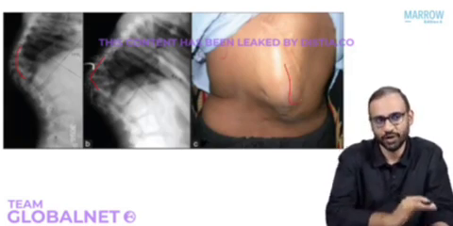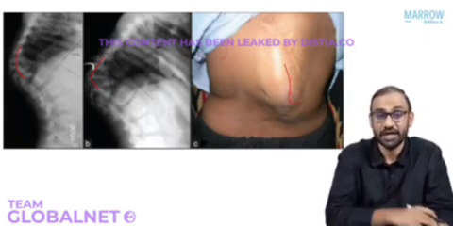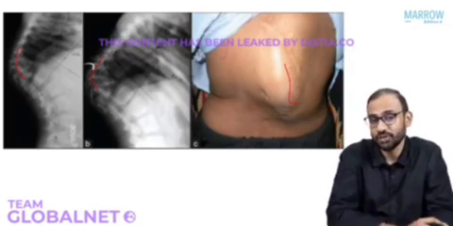That's all you need to know. You need to know knuckle, gibbous and kyphosis. X-ray findings. What are the X-ray findings you will notice in tuberculosis of the spine?